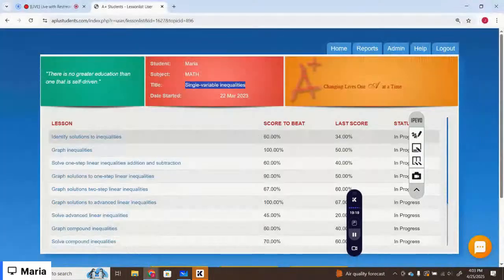I'm on grade 9 math. The chapter we're on right now is single variable inequalities. Identify solutions to inequalities.